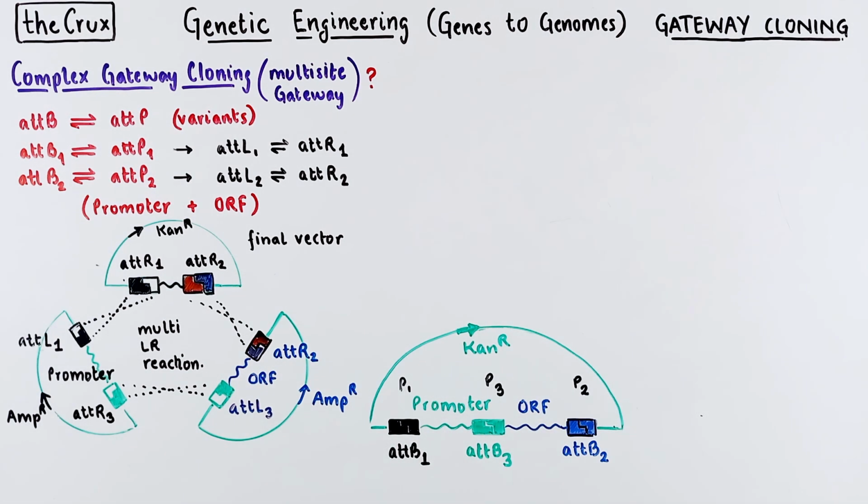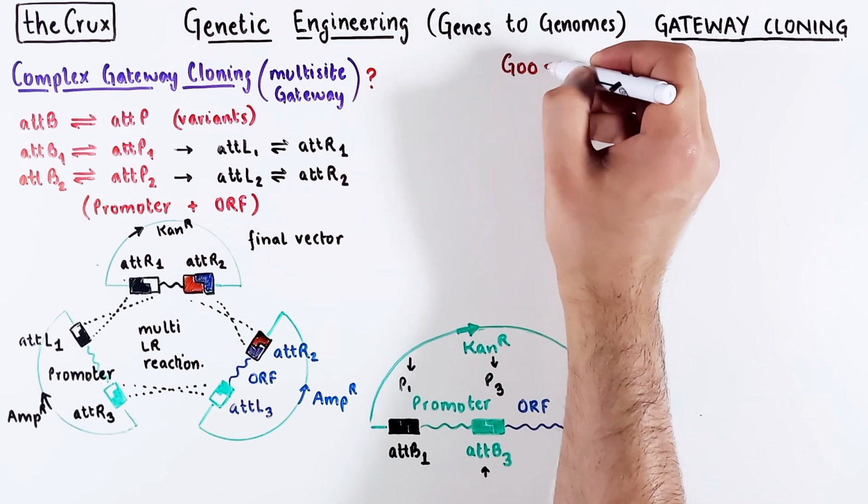This multi-site gateway doesn't just stop here. You can come in with a new vector containing attP1, attP2, and attP3, and switch out the ORF if you wanted to, or even the promoter using a donor vector containing attP1 and attP3.